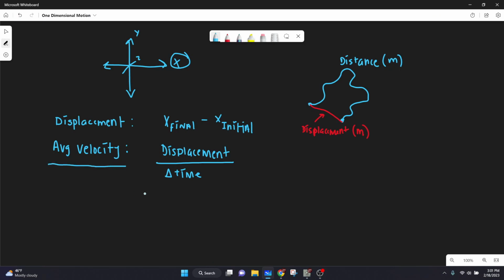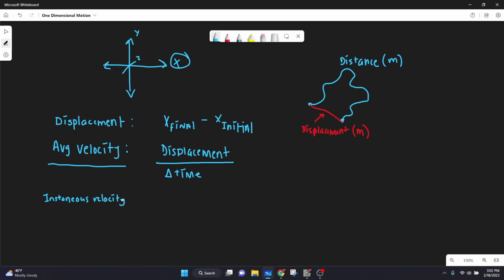Average velocity. And when you think about average velocity, sometimes it'll just remove the average and say velocity. So displacement over time. And the next term to consider would be the instantaneous velocity.